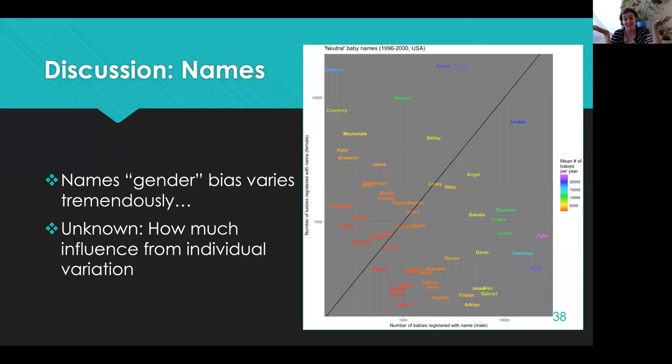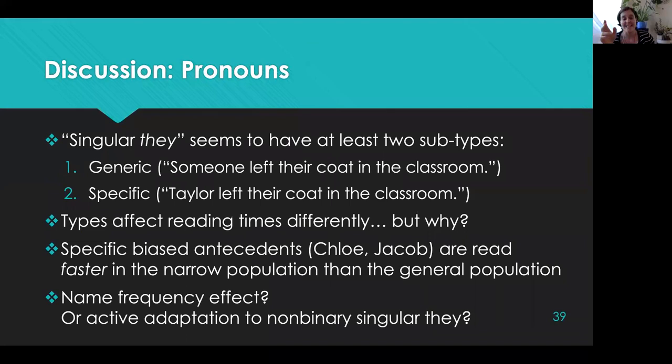But what I can say about all this is that singular they does seem to have at least two distinct subtypes: the generic singular they that refers to a generic antecedent, someone left their coat in the classroom, behaves differently to the specific singular they antecedent for Taylor left their coat in the classroom. This we can see in conscious decision-making behaviors in the ratings, but we can also see it in the unconscious reading time behaviors. Now, it affects reading times differently for different groups of people, and it's not entirely clear why that might be, especially when we see the reverse in trends.